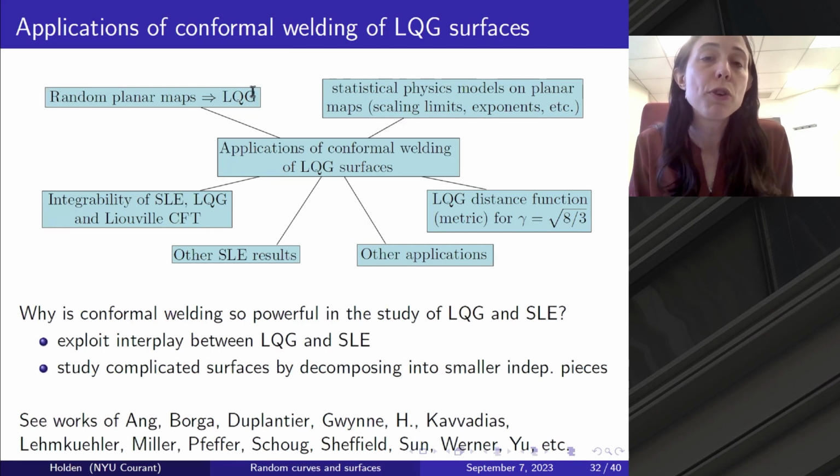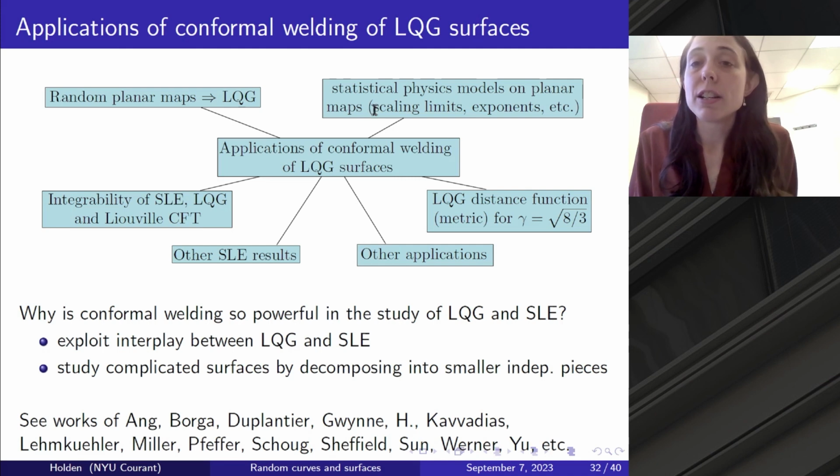Actually, all convergence results of planar maps to LQG that we currently know are building on ideas from conformal welding. Another application is the study of statistical physics models on planar maps. For example, one can study scaling limits of statistical physics models on planar maps. One can establish various exponents of statistical physics models on planar maps, and so on.